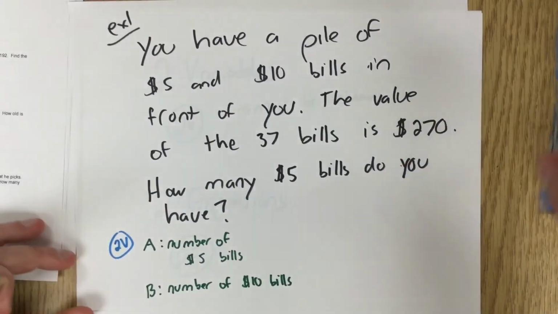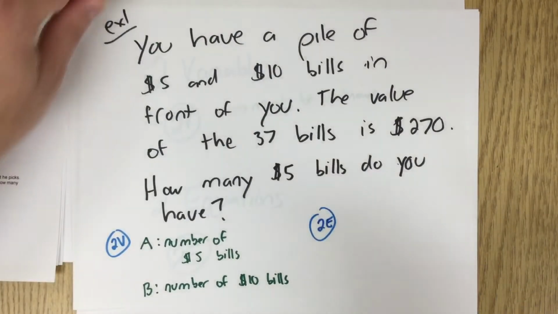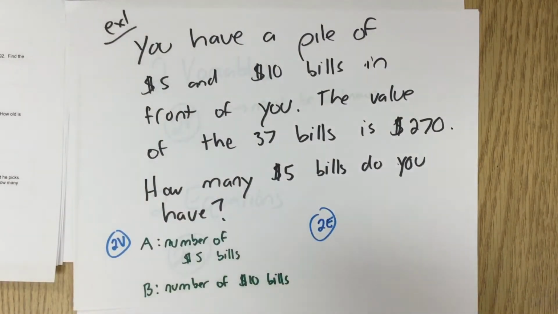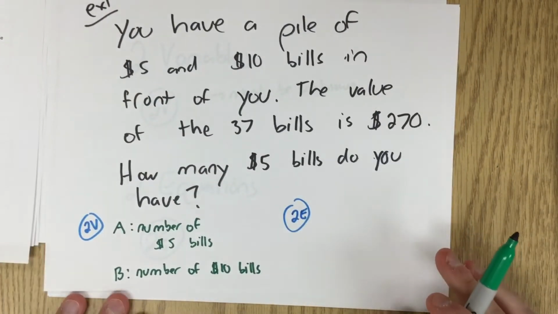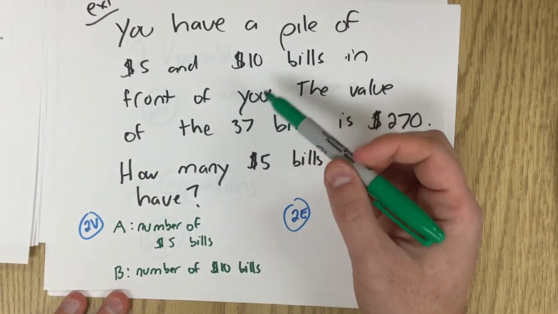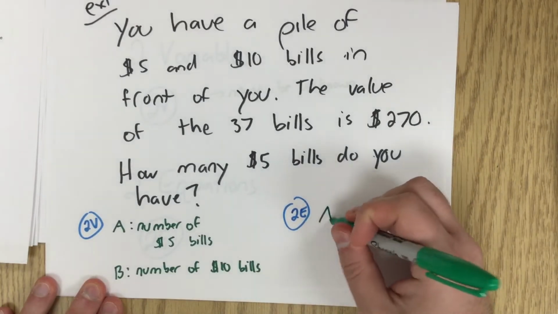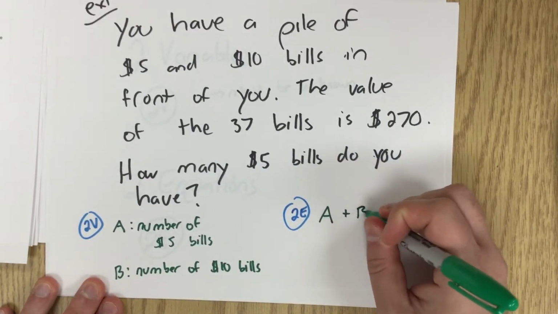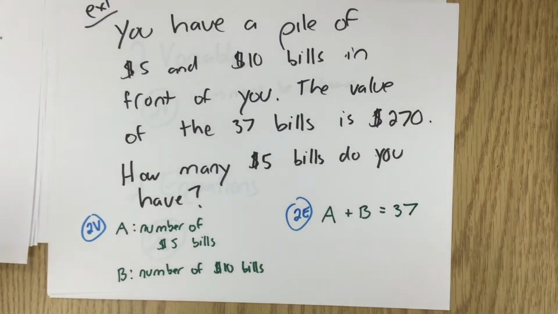So now we need to come up with two equations. Often one equation is fairly simple and the other equation is less simple. In this case, the simple one is we can look at the number of bills. We have a total of 37 bills. So the number of $5 bills plus the number of $10 bills is 37. And that's the first equation.